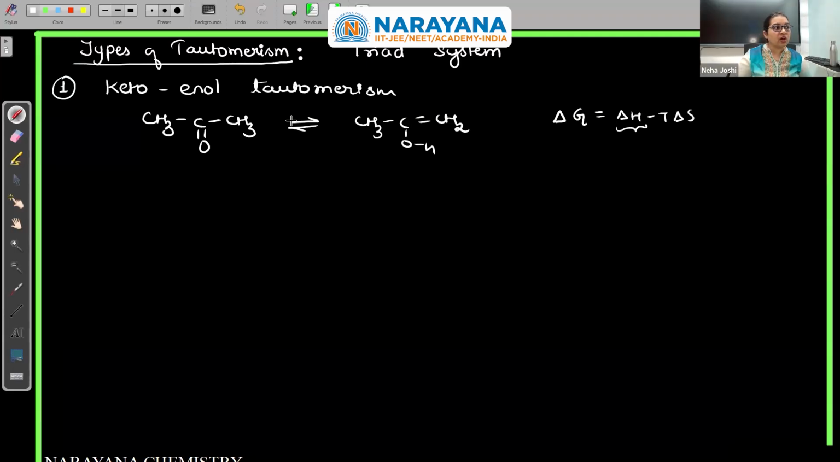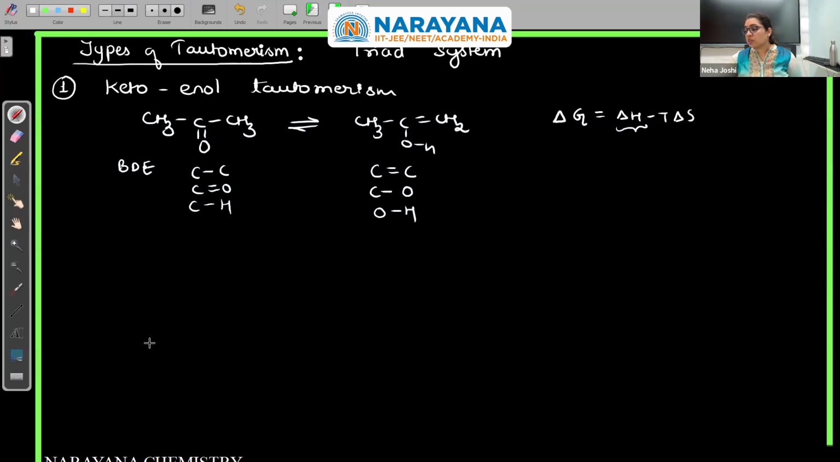Delta H is the difference of energies. If I compare the bond dissociation energies, BDE, of the bonds which are broken here and which are formed here, the CH3-C is the same, but what are the bonds changed? C-C is changed, C double bond O is changed, and C single bond H is broken. Against that, what is formed here? C double bond C is formed, C double bond O is becoming C single bond O, and C-H is now changed to O-H. These are the new bonds formed.